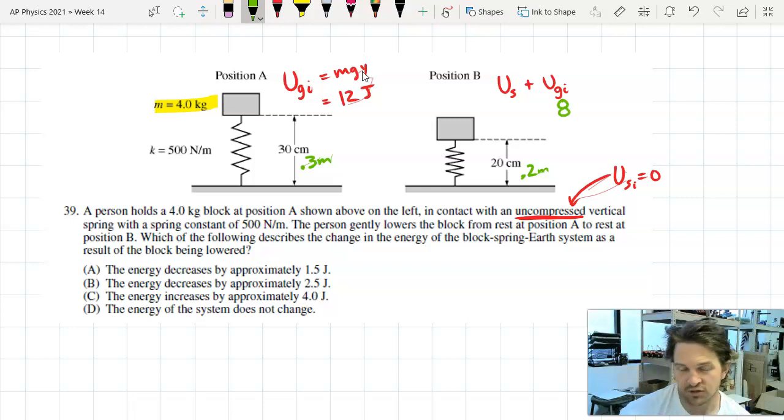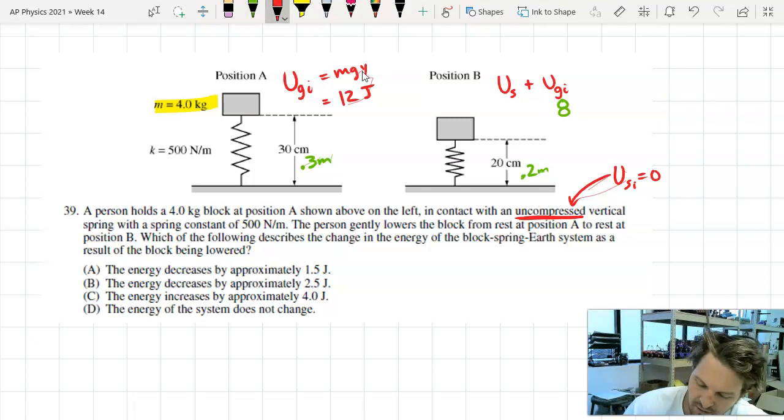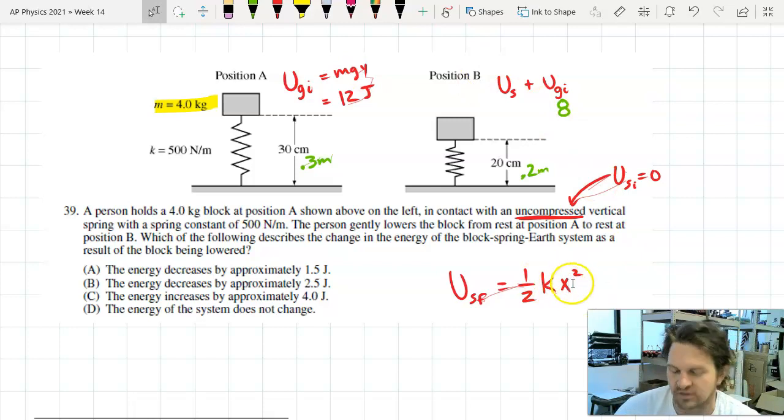But there's a spring energy now because there's been some compression. And you got to think, it went from 0.3 to 0.2. So that little bit of compression, 1/2 k x squared. This x right here is how much something has been stretched or compressed. So that x is only 0.1.